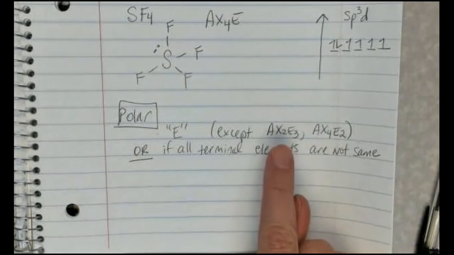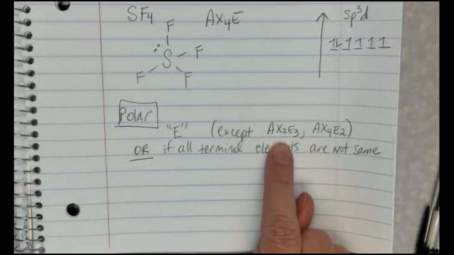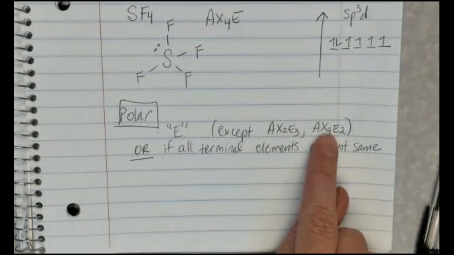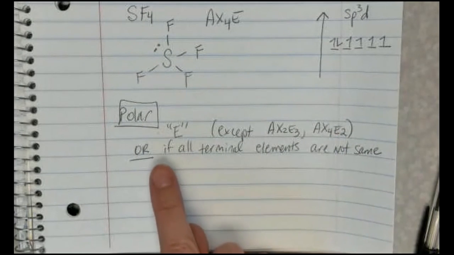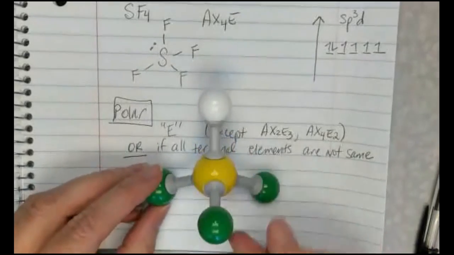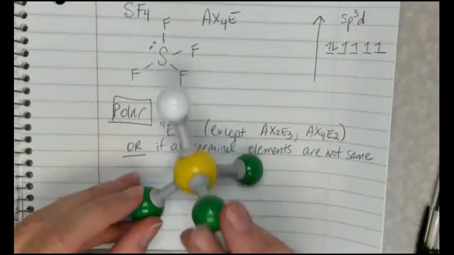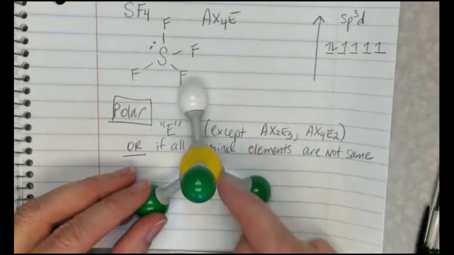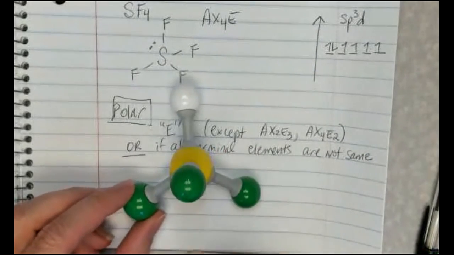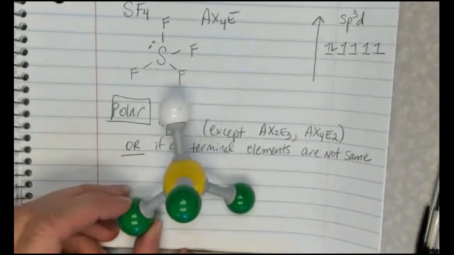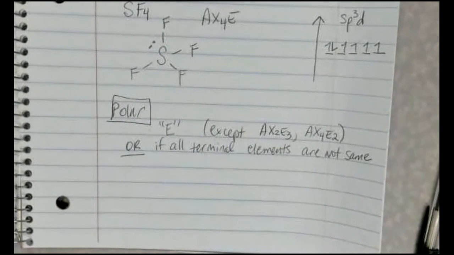The 2 exceptions are the linear AX2E3, makes sense, it's linear, and AX4E2, the square planar, again, makes sense because it's planar. But if all of the terminal elements aren't the same element, then that's another situation where you would have polar. Even though there's no lone pair on the center element, there's no E, if all of the X's are not the same element, that'll also create a polar structure or a polar molecule.